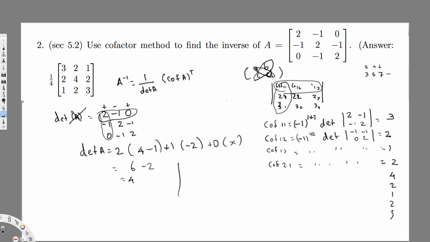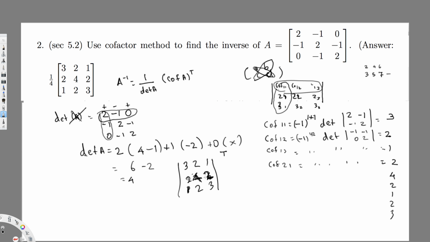Then you have to arrange them in the cofactor method. So 1 1 is going to be here, 1 2 here, 1, 2, 4. Then this is 2, 4, 2, 1, 2, 3. Right? This is the number we are going to get. But don't forget, guys, we have a transpose right here. So we have to transpose this one.